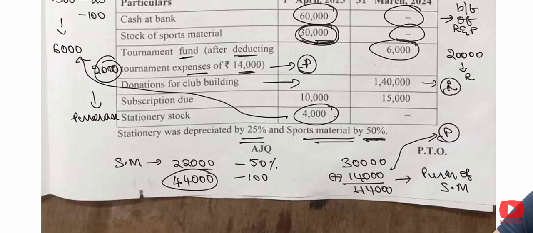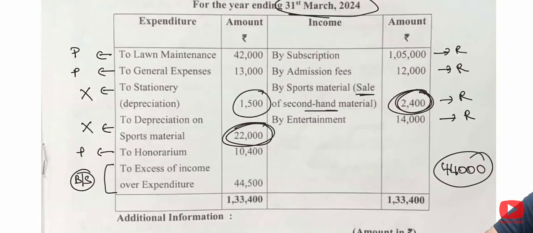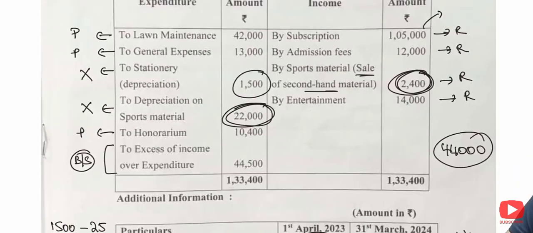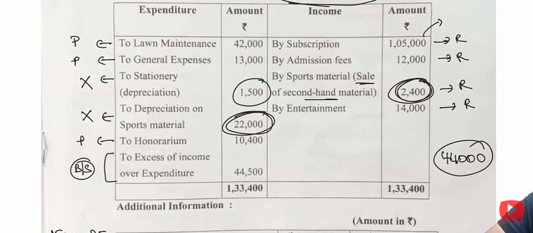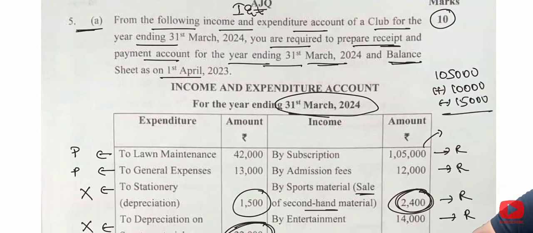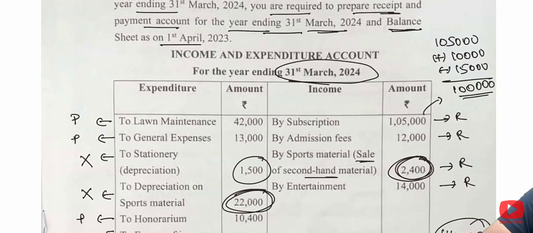Subscription due is given. What will you do? You have to be careful when you're calculating here. 1,05,000. Last year's outstanding or last year's receivable would have been received this year. So you're going to add 10,000 plus 10,000, and this year's receivable will be received next year, so you're going to subtract 15,000. So it becomes 1 lakh. This will be the receipt of subscription.